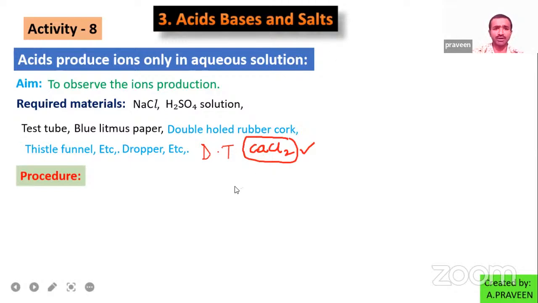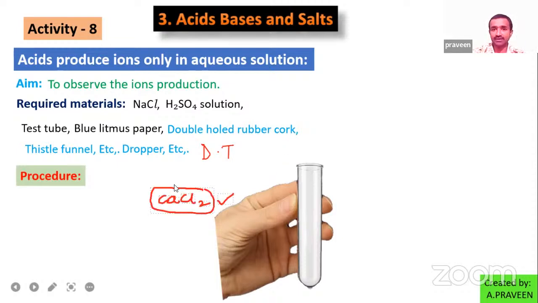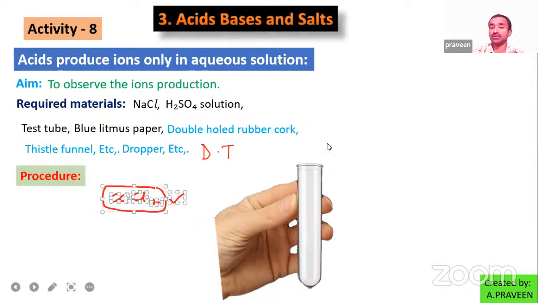Okay, we have collected all the materials. The next step in the procedure, you need a test tube first. So we are taking a test tube. I'm taking the test tube into my hand. Then what I have to do? I have to take a rubber cork. Taking the rubber cork, then simply I can fix the delivery tube and thistle funnel, one more we are taking, delivery tube, thistle funnel.